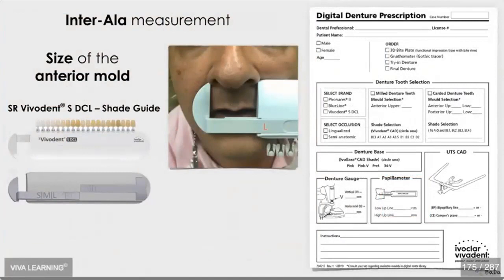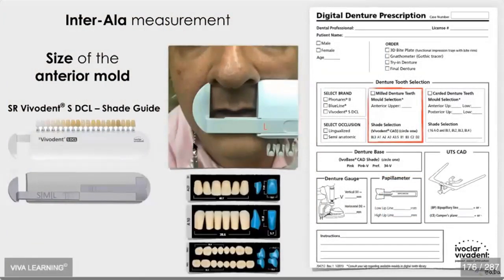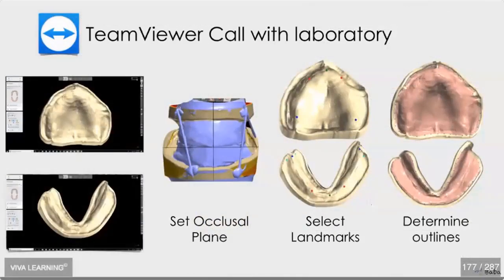What you also do is take an inter-ala measurement. And what you do with that is you can do two things: either use that measuring device on the back of the VivoDent SDCL shade guide, or you can use the traditional measuring device that Ivoclar has with the tooth selection guide. Now, at this stage, you've provided the lab technician with all the details he needs to set up the dentures. What he's going to do is digitize the impressions you sent.